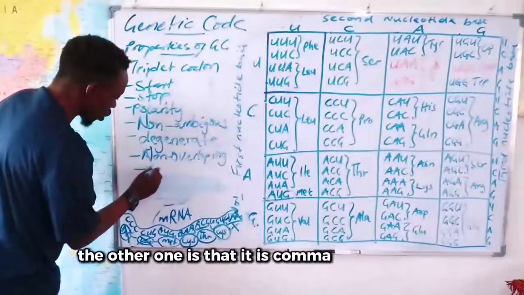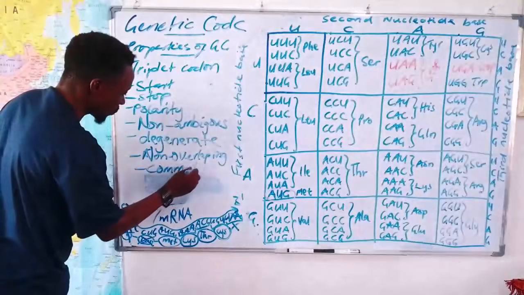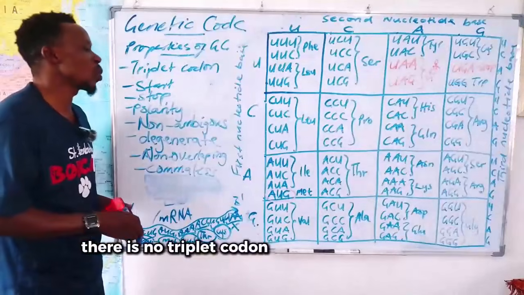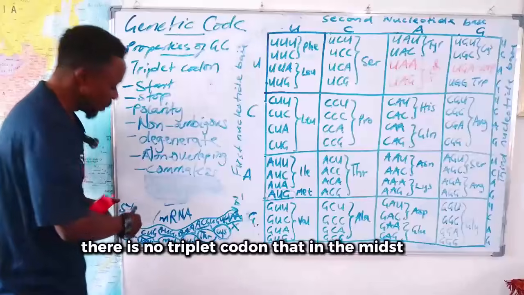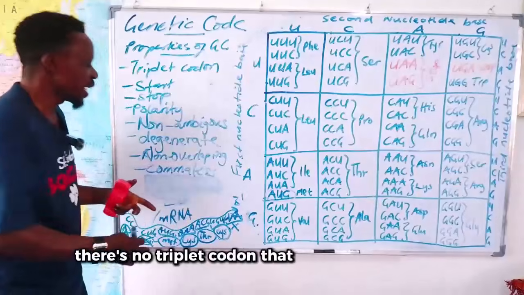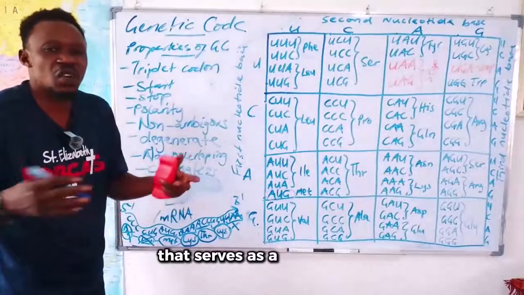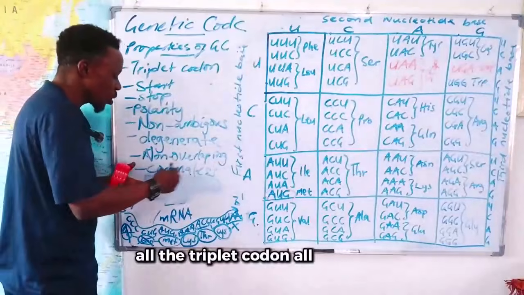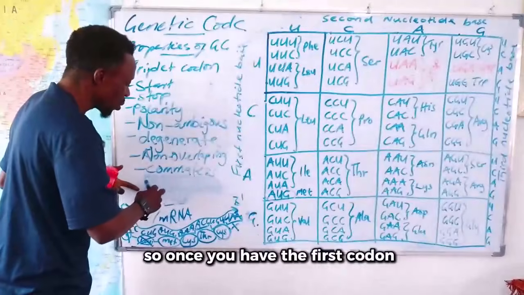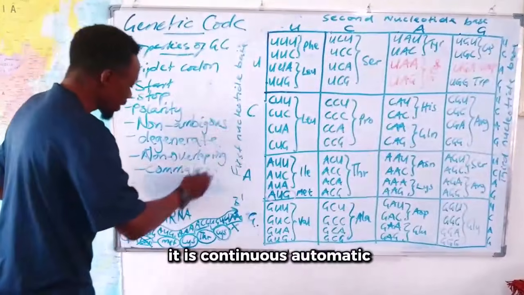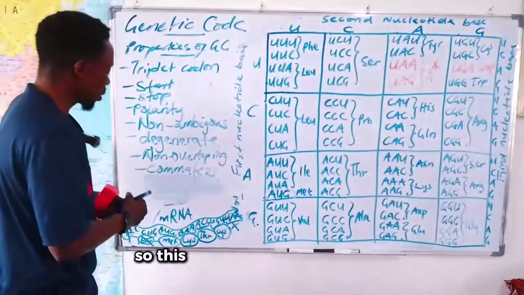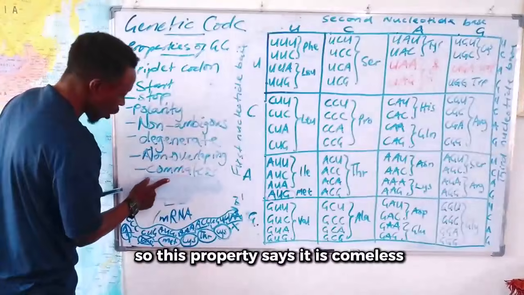The other property is that it is commaless. This means that there is no triplet codon in the midst of the sequence that doesn't code for any particular amino acid. There's no triplet codon that serves as a free space, that serves as a comma. All the codons code for a particular amino acid. So once you have the first codon, it is continuous, automatic, till you hit the stop codon. So this property says it is commaless.